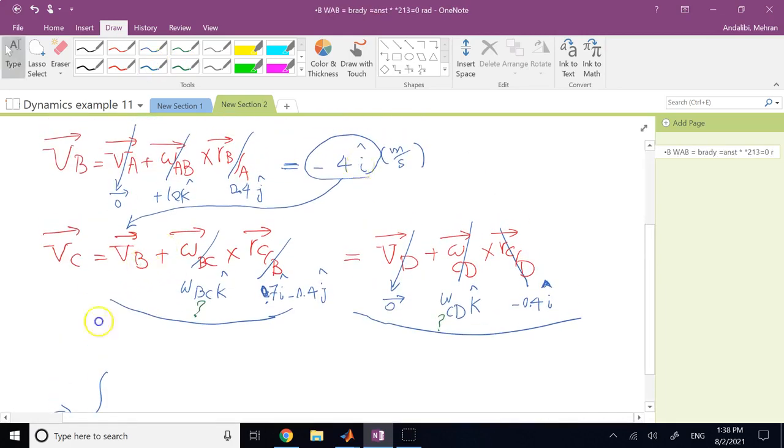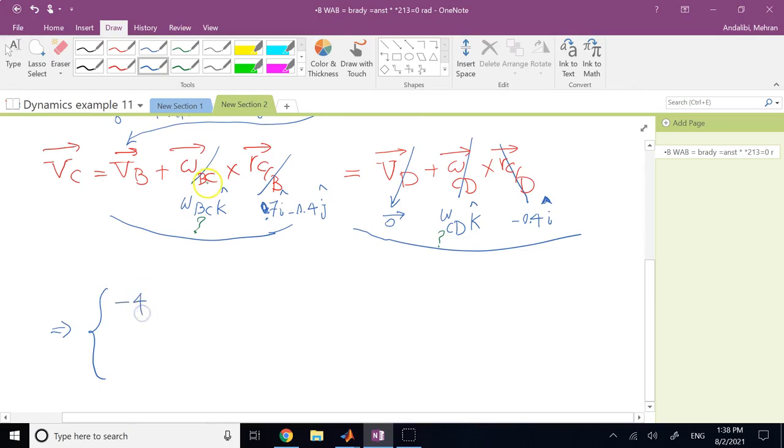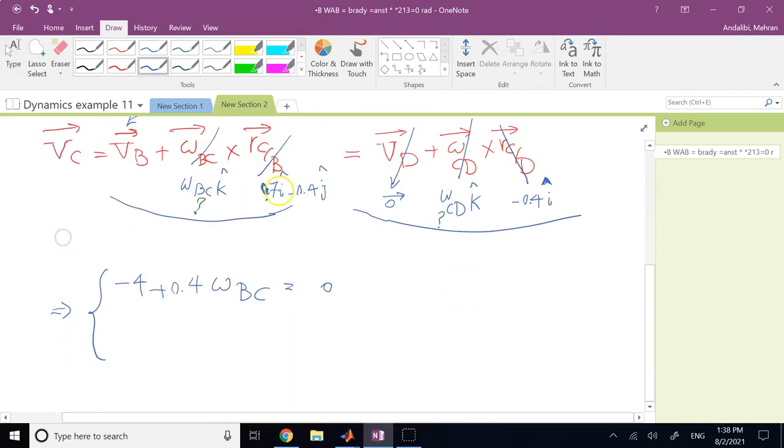If I look at the I components, I have a negative 4 here. And then I have K cross J, which is negative I. There is another negative, so it's going to be 0.4 omega BC. And here, in terms of I I have nothing, so it's 0. In terms of J, I have K cross I, which is J. So I will get this one. And here I have K cross I, which is J, but there is a negative involved. So these are the two equations I get for equality of the I terms and J terms.